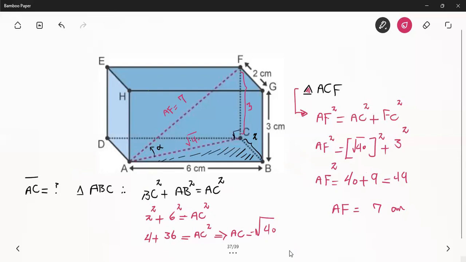Now, guys, now we know whatever we need to know about this right triangle, which is the triangle confined inside this box, which is ACF. We measured the length of FC, which is 3, which is parallel to GB. We got the length of AC, which is the square root of 40 from this part. And we got the hypotenuse, which is AF, from this part, which is 7. Our task is now going to be solved.